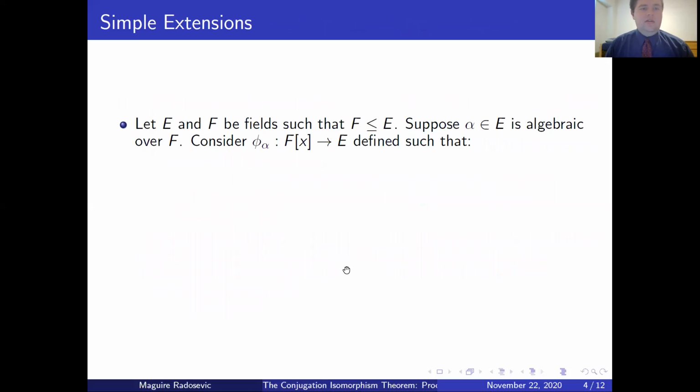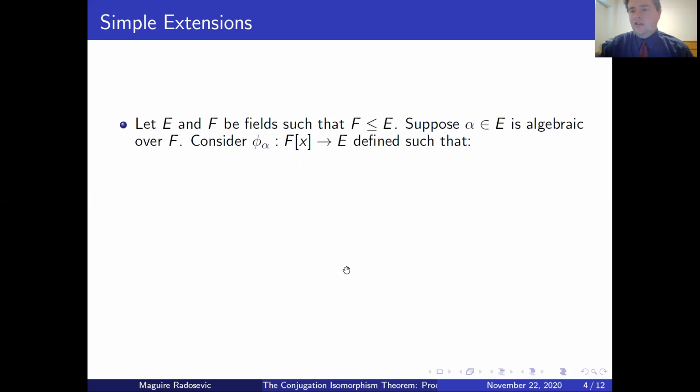One specific type of algebraic extension fields are simple extensions. So say that we have an extension field E of F and an element of E that is algebraic over F. I'm going to consider the evaluation homomorphism phi sub alpha, which is the evaluation homomorphism that acts on polynomials with coefficients from F with respect to alpha, and it maps into that extension field E, since alpha is in E, and E is a field.